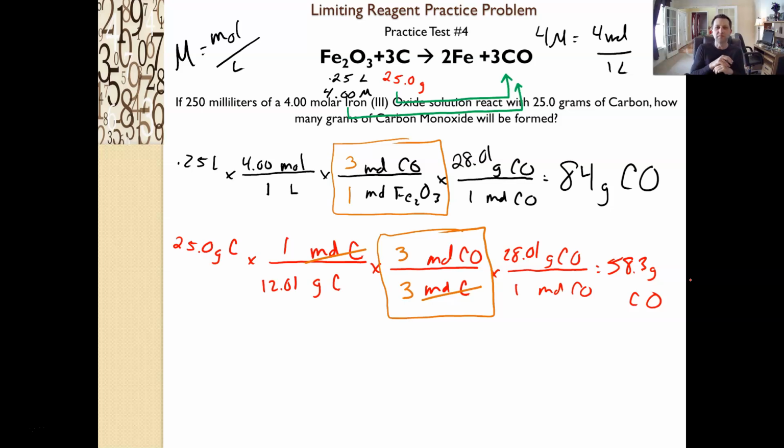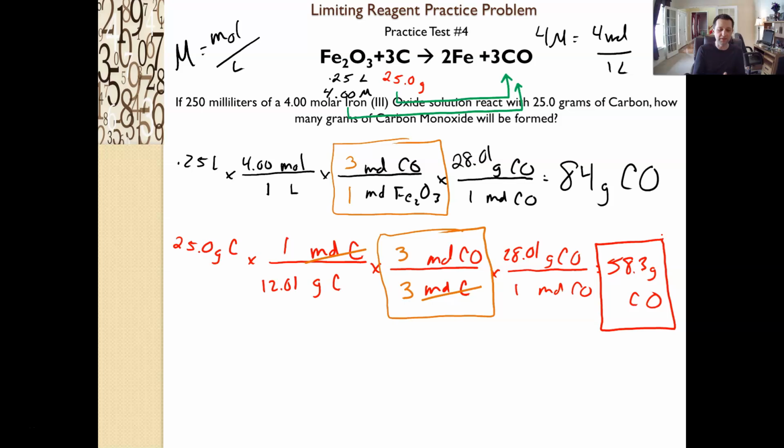All right, so now we want to make sure we answer the question. It says, how many grams of carbon monoxide will be formed? So you have 2 numbers here. If I have 25 grams of carbon, and I assume I have excess everything else, I could only make 58.3 grams of carbon monoxide. And again, back up to the top here, if I have 0.25 liters of 4 molar iron 3 oxide and excess everything else, I can only make 84 grams of carbon monoxide. So clearly, you're going to produce 58.3 grams of carbon monoxide. The carbon is your limiting reagent here.